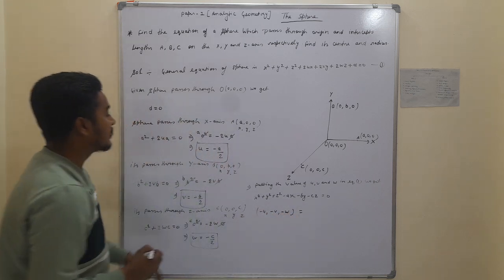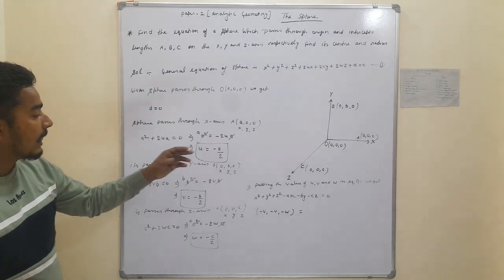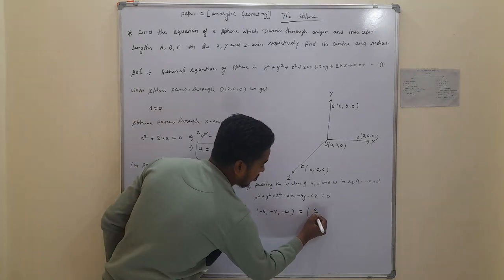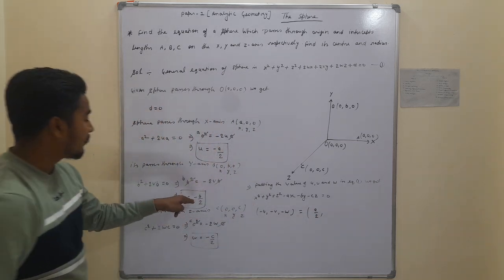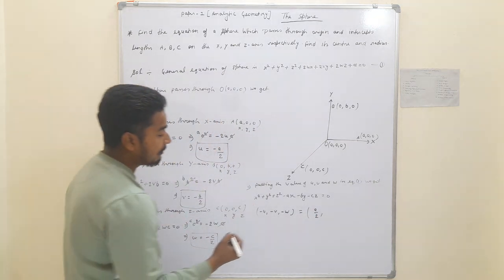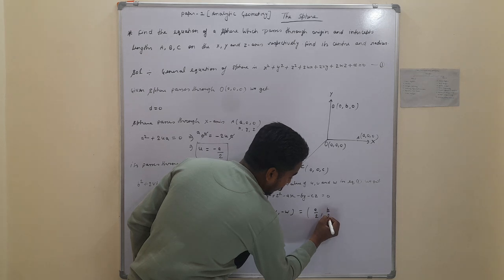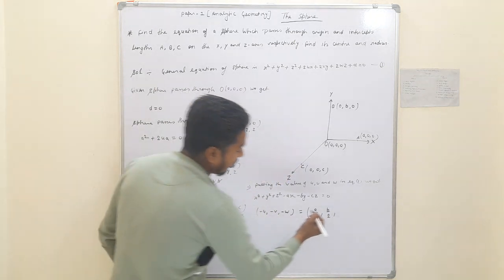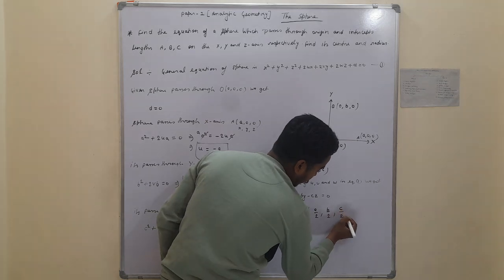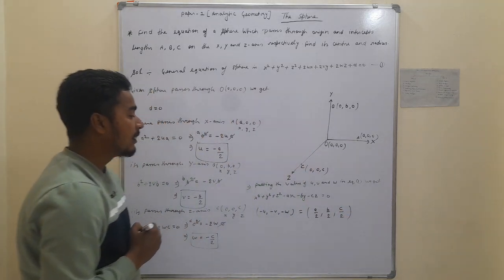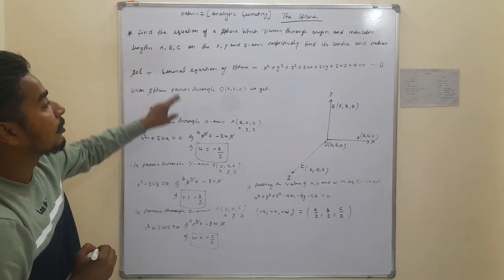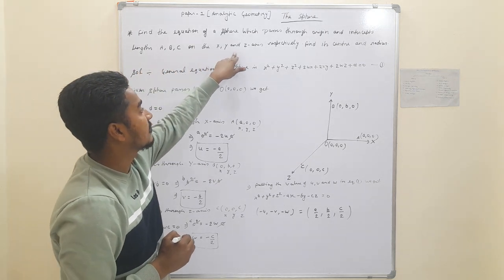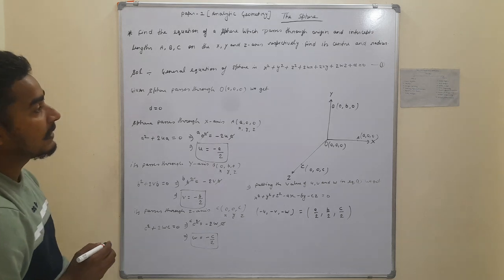The value of u is minus a by 2, so minus u is plus a by 2. Similarly v is equal to minus b by 2, so we write plus b by 2. And similarly w is minus c by 2, so we write plus c by 2. This is the center of the sphere which passes through the origin and intercepts lengths a, b, c on the x-axis, y-axis and z-axis.